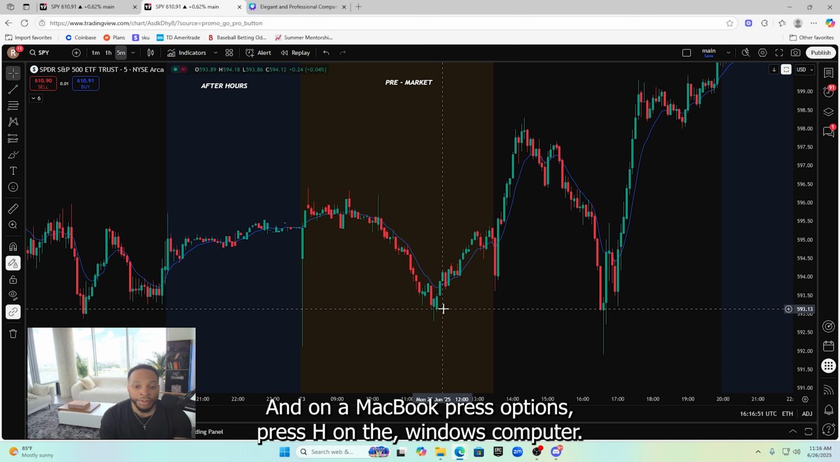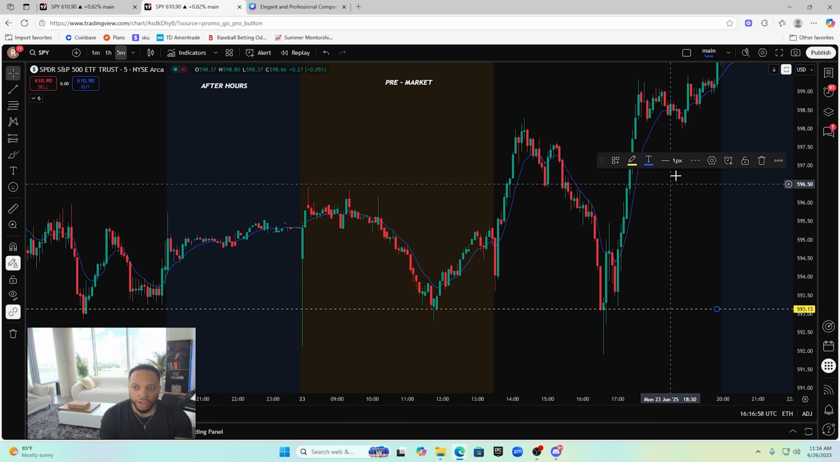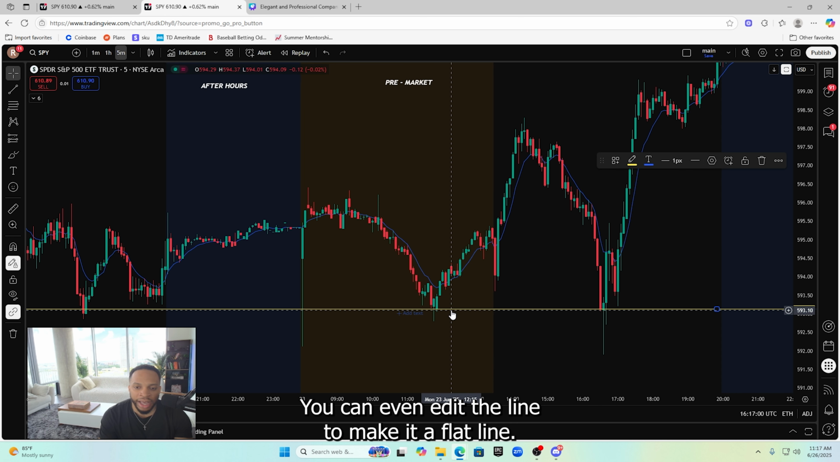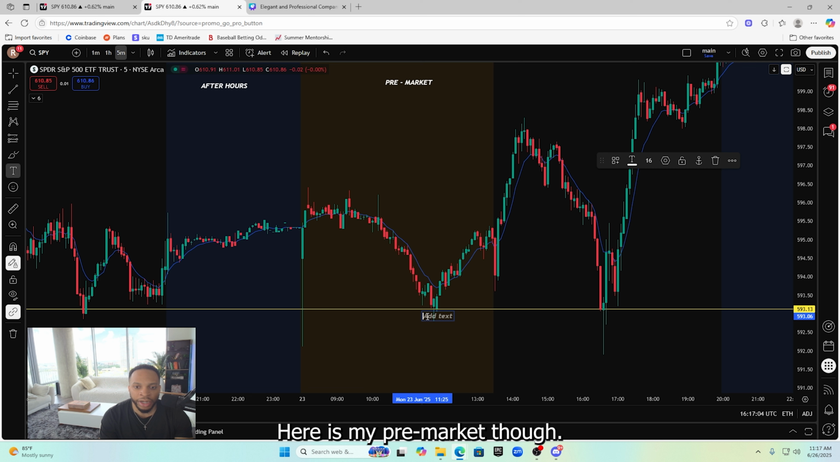And on a MacBook, press Option plus H. And on a Windows computer, press Alt plus H. That will draw a line horizontally. You can even edit the line to make it a flat line, a straight line, however you want to do it. So this right here is characterized as my pre-market low.